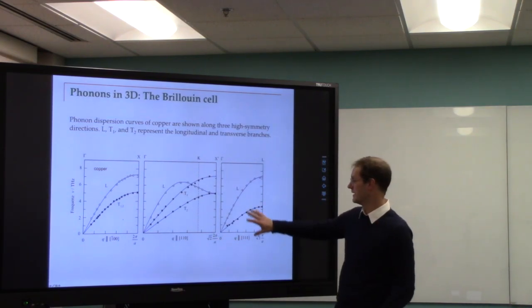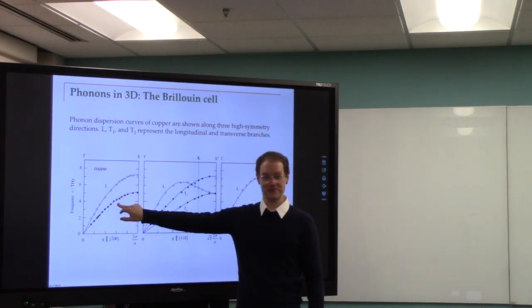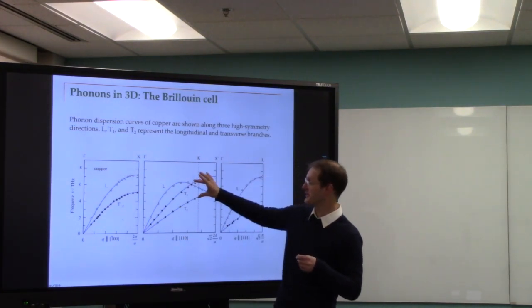And so you can see in this direction and this direction, the two transverse modes are degenerate, but along the 1, 1, 0 direction, they're actually not degenerate. They have different frequencies.